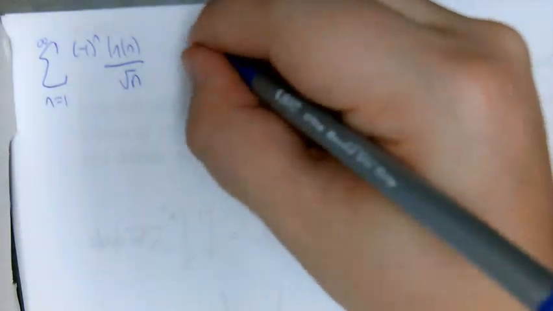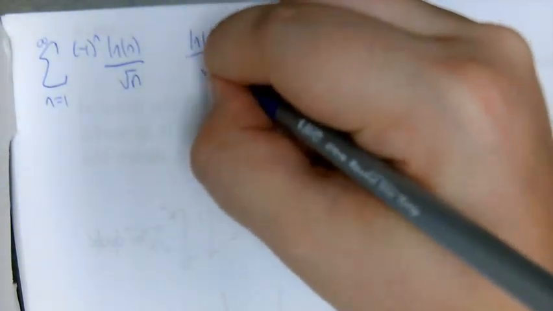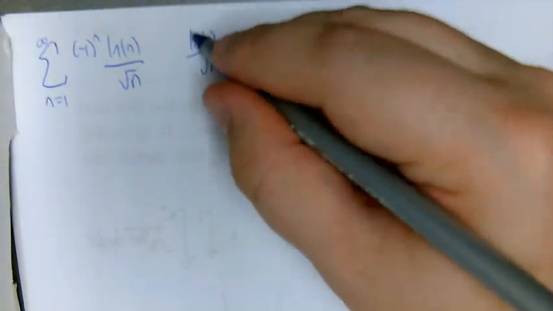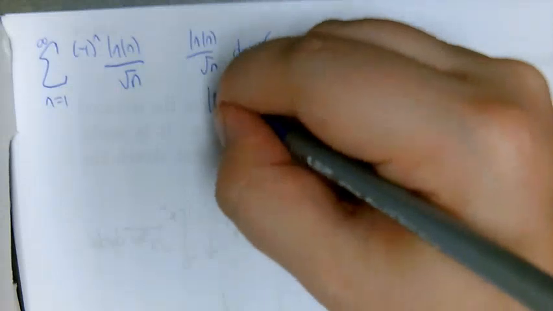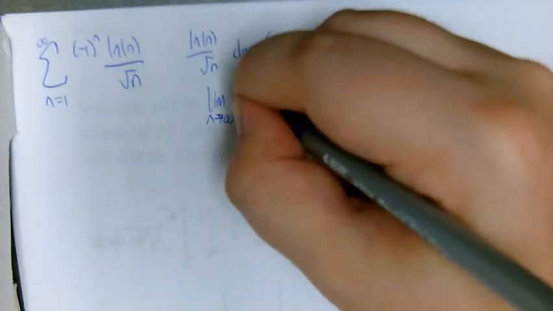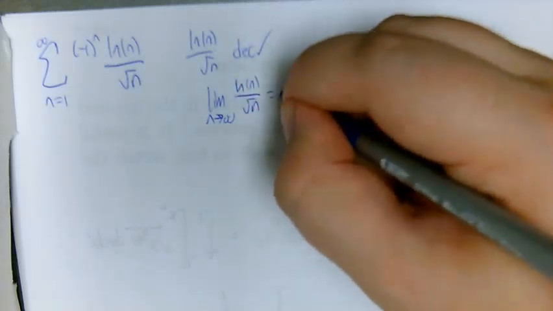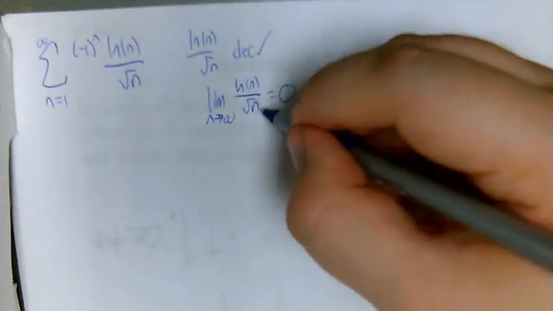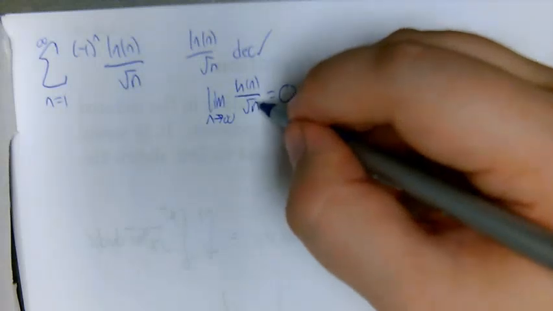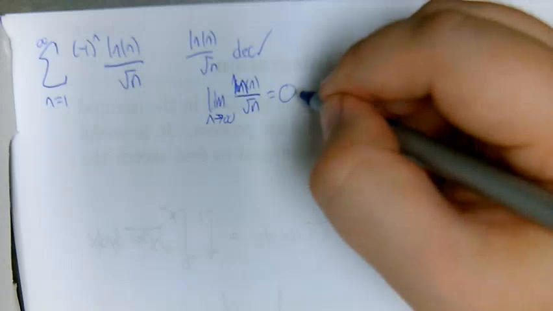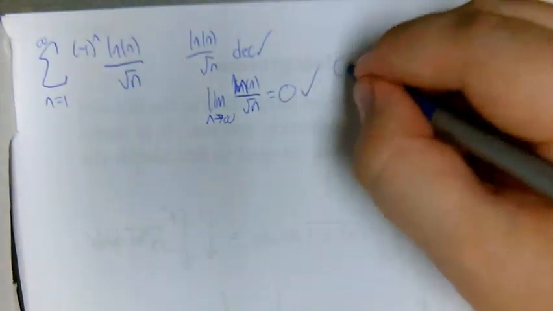Now let's see here. ln of n over root n. This actually is decreasing because root n grows faster than natural log of n does. And if we look at the limit as n goes to infinity, ln of n over root n is going to equal 0. Because of the hierarchy of functions, n to the 1/2 power goes to infinity more quickly than natural log of n does. So this is going to equal 0. So we get another series that converges by the alternating series test.